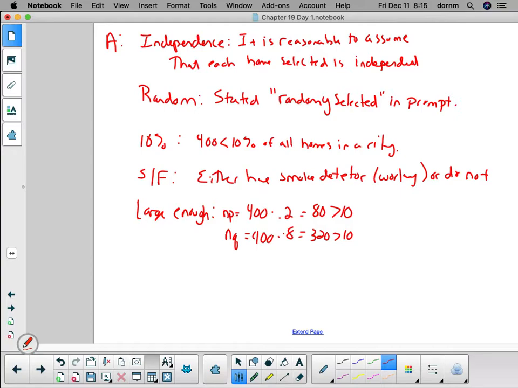All right. So we've got that, and we are able to proceed. And what's the name of this test? This is a one proportion Z test.